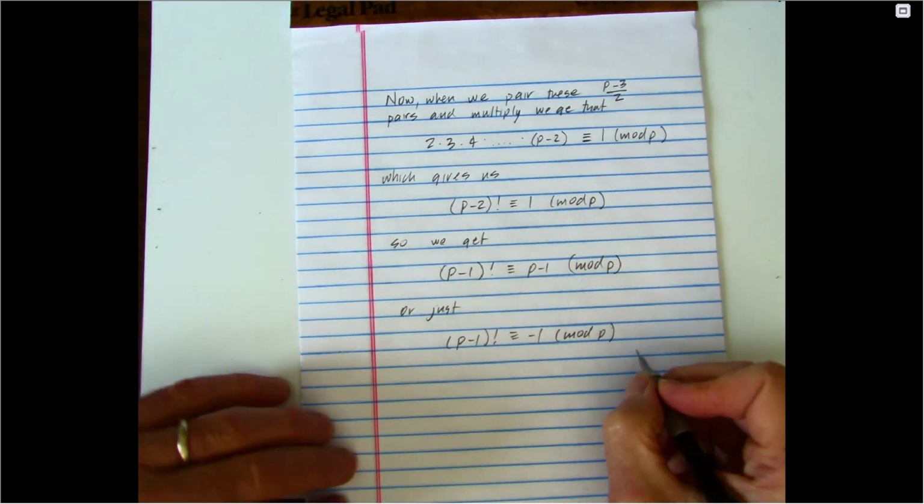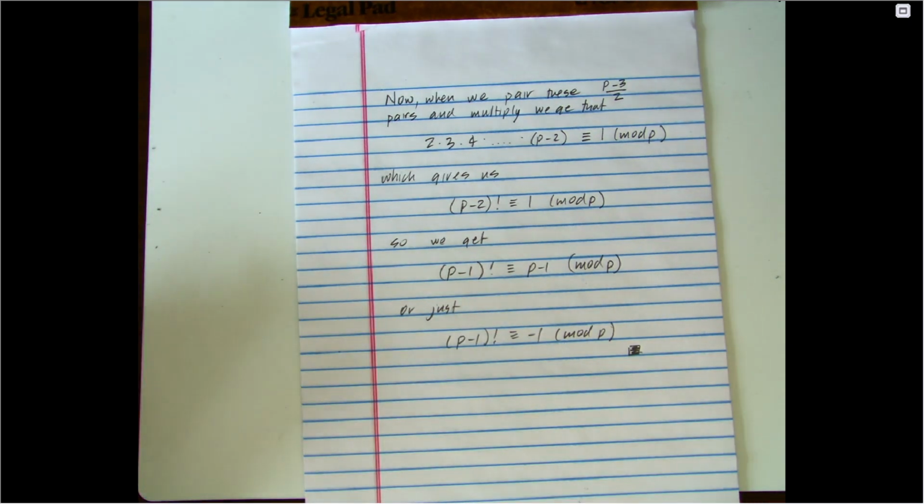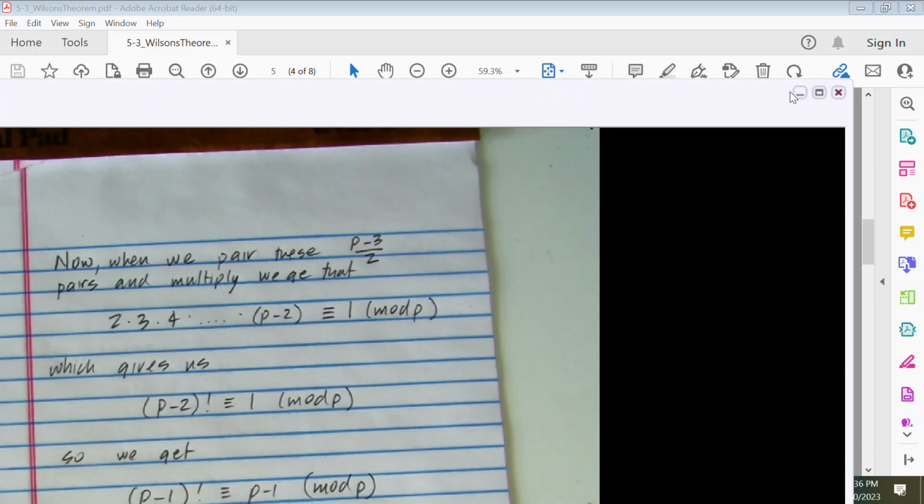And that's what we wanted to show. That's the statement of Wilson's. So it takes a while to get there, and the numeric example is pretty helpful. I think it really gives us a sense of how to construct the proof. But let's take a look at how it might help us understand a specific question.